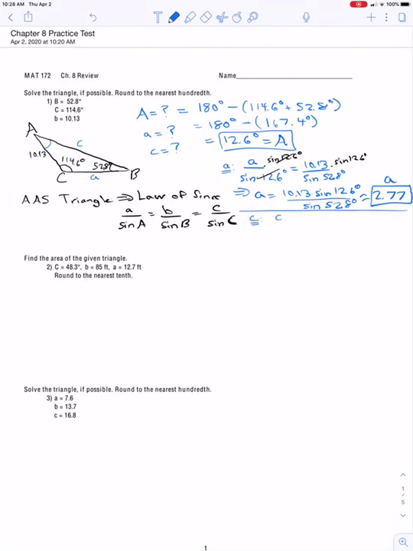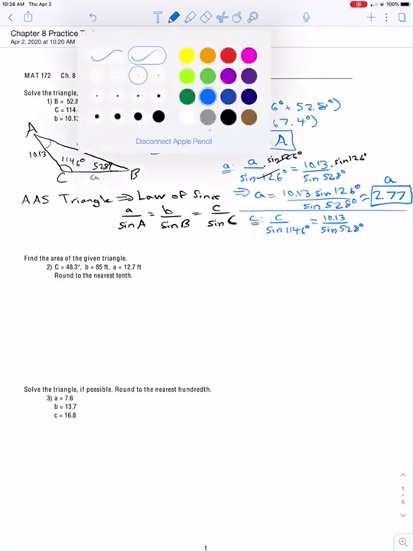And let's use a ratio. So C over the sine of angle C. So C over the sine of 114.6 degrees equal to, I could use A over sine of angle A since I found side A. I always like to stick to the given information as long as I can because I know that's correct. So B over sine of angle B, 10.13 divided by the sine of 52.8 degrees. So I'm going to use that ratio. And let's go solve it.